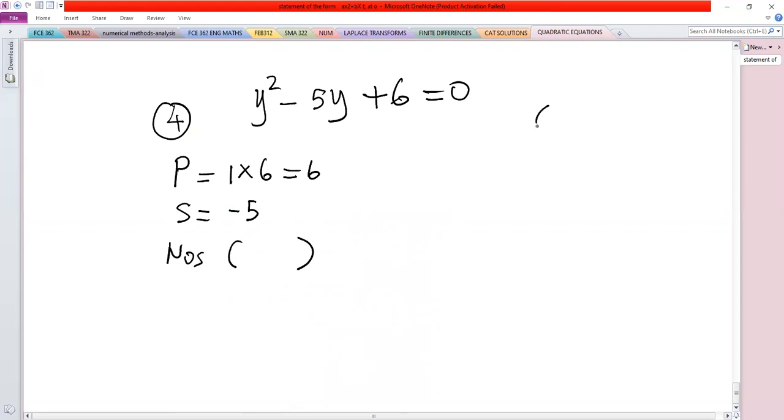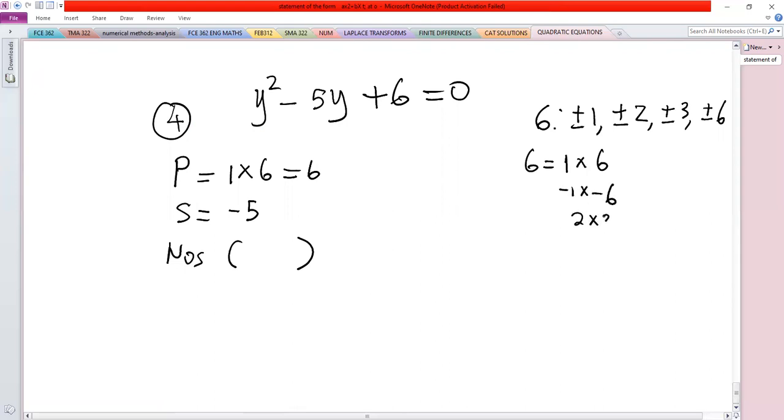Now we write what we have as our product and list its factors. So plus or minus 1, plus or minus 2, plus or minus 3, plus or minus 6. And then get the pairs that will give you the same product. So we'll have 1 times 6, minus 1 times minus 6, 2 times 3, or minus 2 times minus 3. So these are the possible pairs that will give you a product of positive 6.